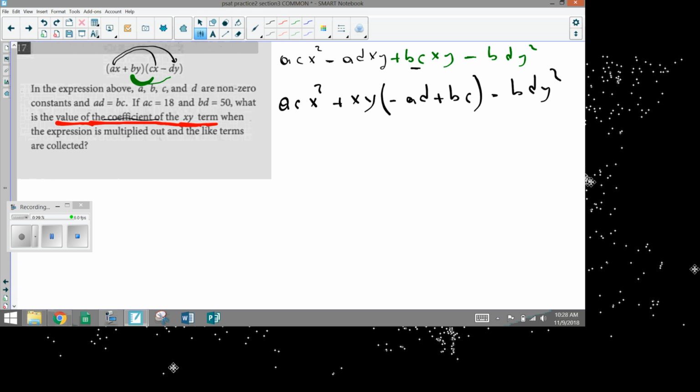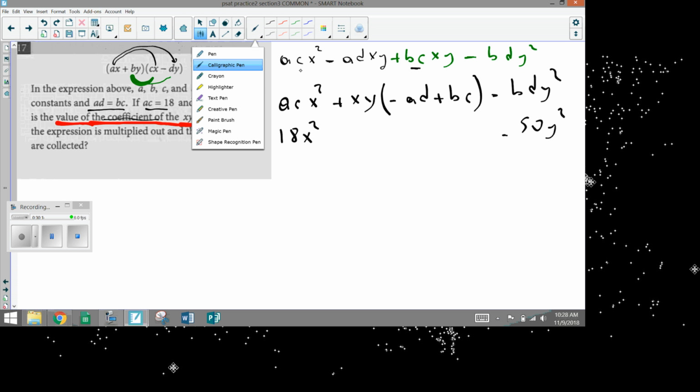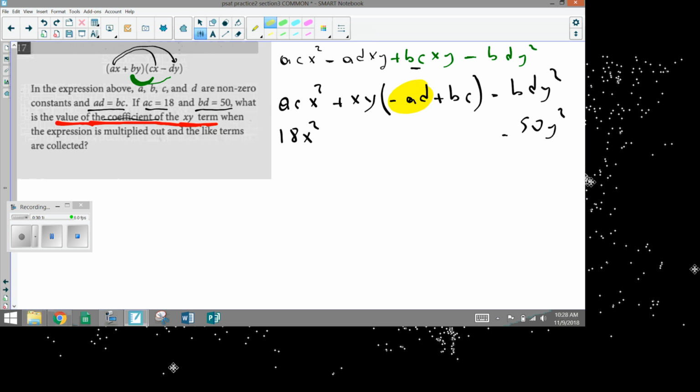Then let's check whatever we're given. These are the given things, right? So a c is 18, and b d is given. b d is 50, and then what else? a d equals b c. Yeah, there you go. She saw the correct answer. Look at that. These are equal.